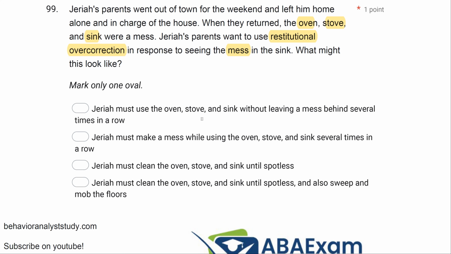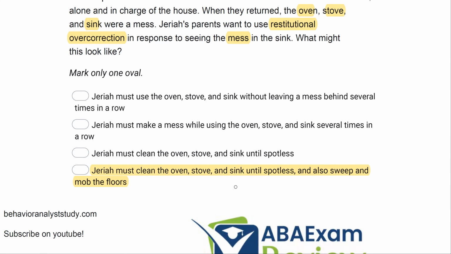We're using restitutional. C, Jiraiya must clean the oven, stove, and sink until spotless. With restitutional, we want to take it one step further. D, Jiraiya must clean the oven, stove, and sink until spotless and also sweep and mop the floors. So D is our answer.